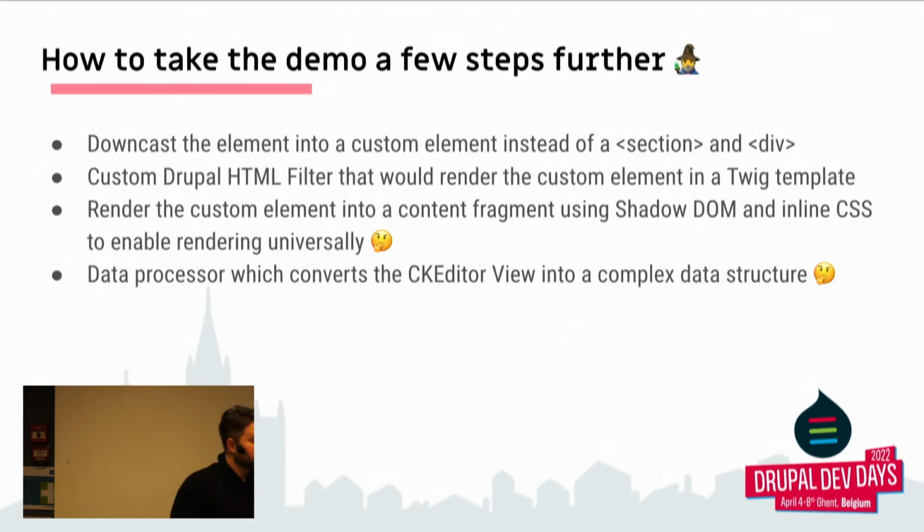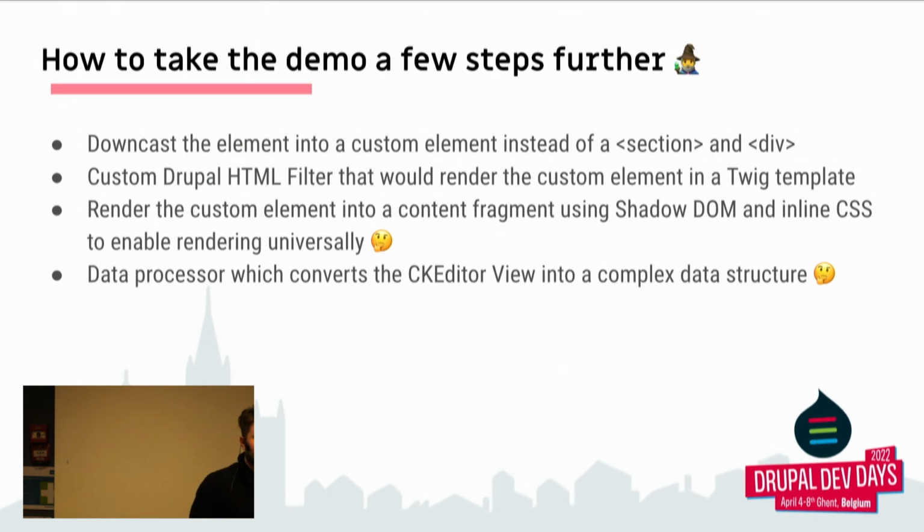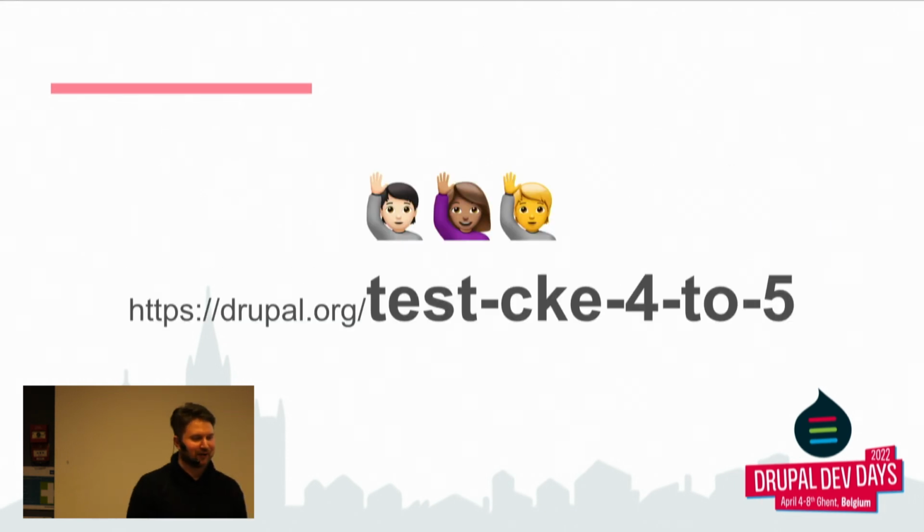Or we could implement a custom data processor, which converts the CKEditor view into complex data structures, for example, similar to what Paragraphs is doing. So if we implemented a custom schema specific to that purpose, in theory, Paragraphs could work using CKEditor 5 as a UI. Just food for thought if anyone is interested in taking on a new project.